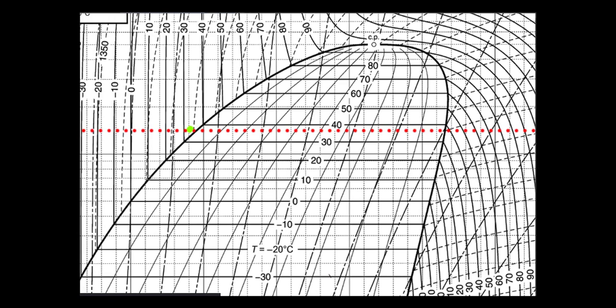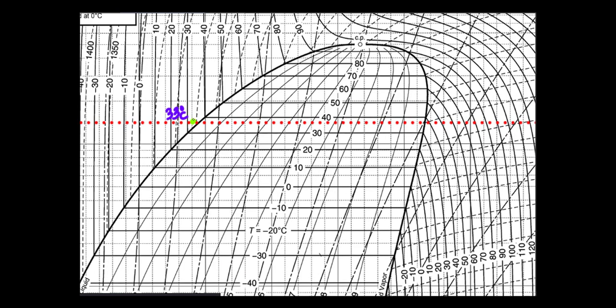We have now gone past the saturation curve. So I'm going to write here, this is now our 33 degrees Celsius, so it is a subcooling by 5 degrees. Okay, so we have now 33 degrees Celsius.